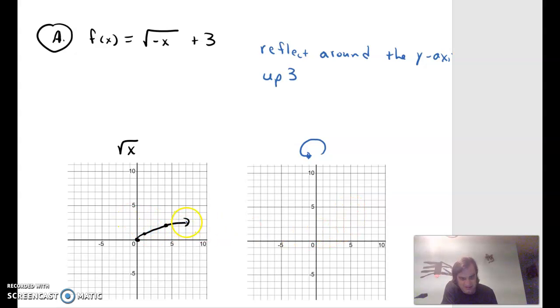So basically the points on the right side of the graph will end up on the left, and then it will go up 3. So this center point 0, 0 will go up to 0, 3, and then the square root will be going in the opposite direction. Okay. Not a lot going on, but make sure you're aware.